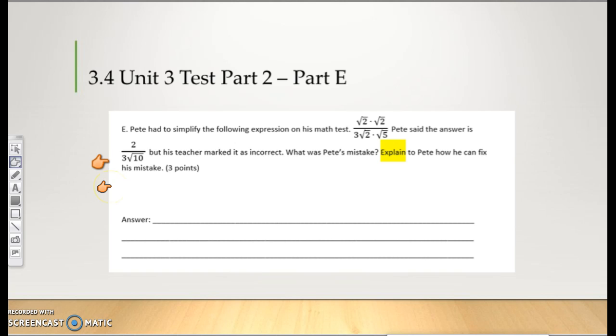For this one, you do not have to correctly simplify it and show that work. If you want to, because it will help you explain it, that is okay, but it is not needed. What is required is that you state in words what his mistake is, why his teacher marked it wrong, and explain the steps on how he would continue to simplify it correctly. So Pete's mistake is, and Pete should do the following in order to fix his mistake, all goes on the lines provided.